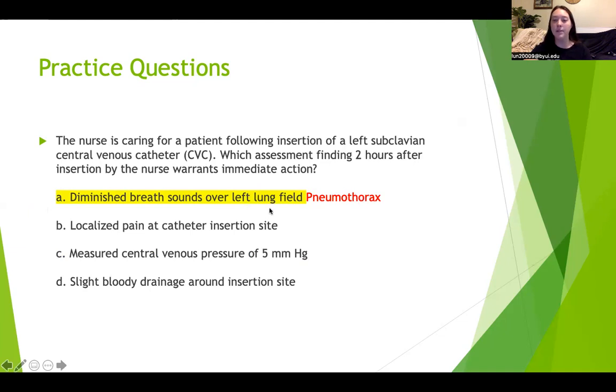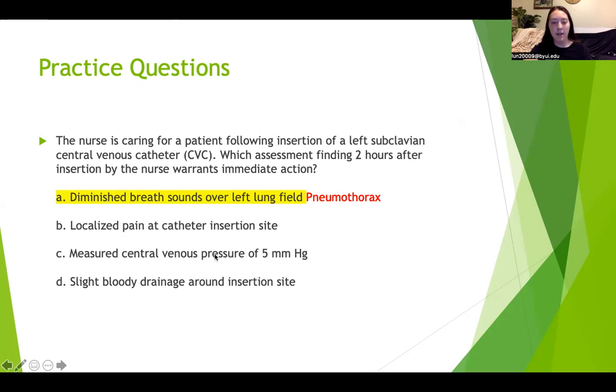And so if you're listening to lung sounds as an assessment, if someone has a central venous catheter and you hear diminished lung sounds, you can suspect a pneumothorax. You're going to talk to the doctor, and most likely their chest is going to be decompressed, and they're going to get a chest tube just to make sure to get all that air out if it is big enough. Okay.